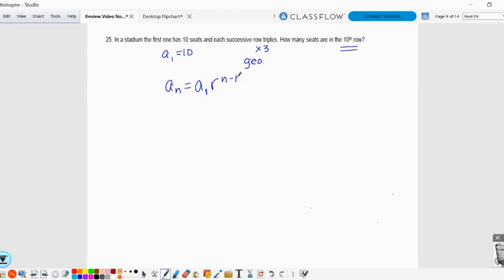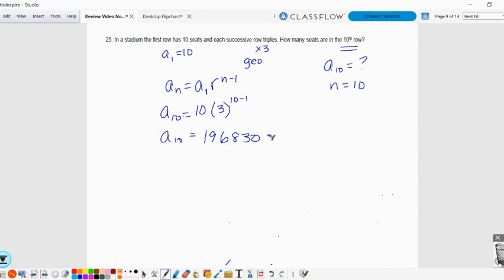Here's the formula we're using. And we know that n is 10. So we have everything we need to plug in to find that 10th term. Based on our first term of 10, every row tripling, and then also looking for the 10th row. So our 10th term will be 196,830 seats.